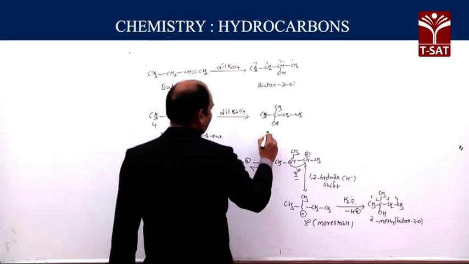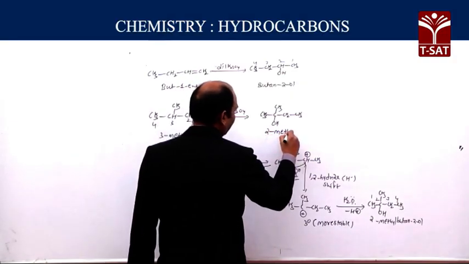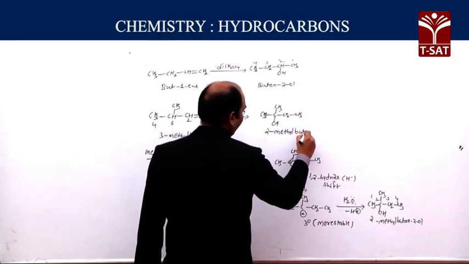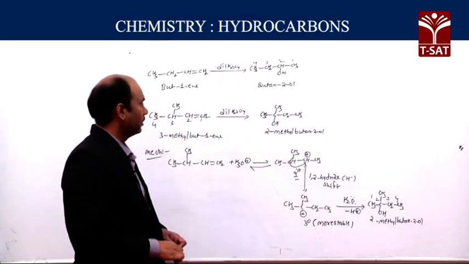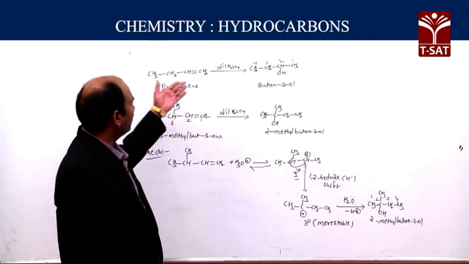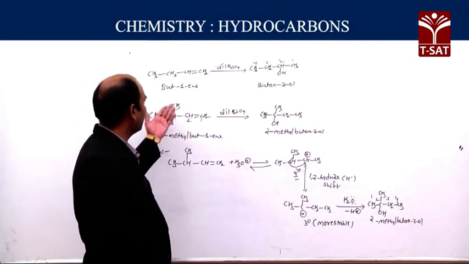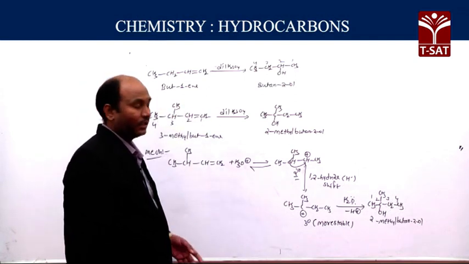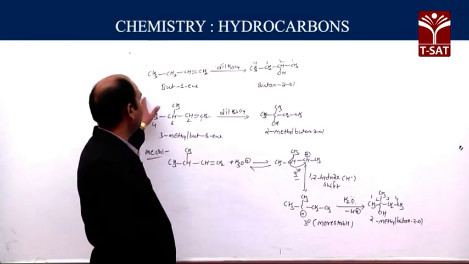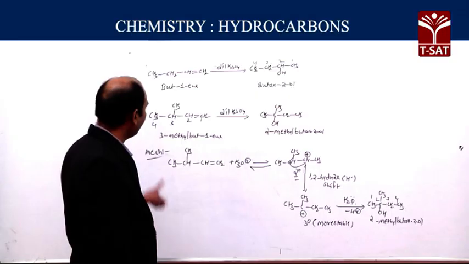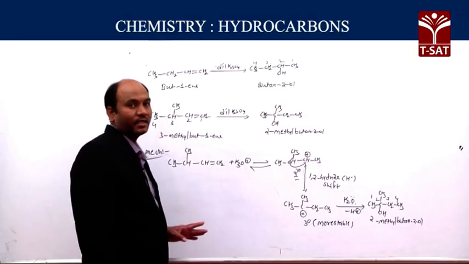So the structure is 2-methylbutan-2-ol. When alkenes are treated with dilute H2SO4, they are converted into alcohols. In the previous two examples, rearrangement was not taking place, but in this example rearrangement is taking place.